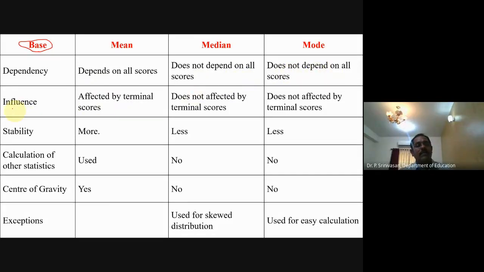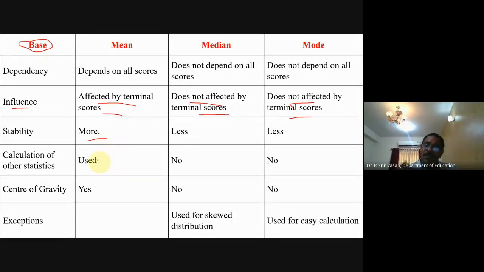Influence. How is mean getting influenced? It is affected by terminal scores. Since we are taking all the data, it is getting affected by the terminal scores, the highest score and the lowest score. And the median is not affected, because only the center is concentrated. It does not depend upon the terminal values. Stability for mean is more, median is less, mode is also less.